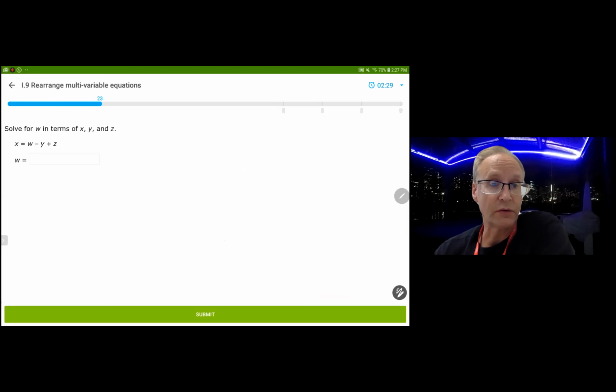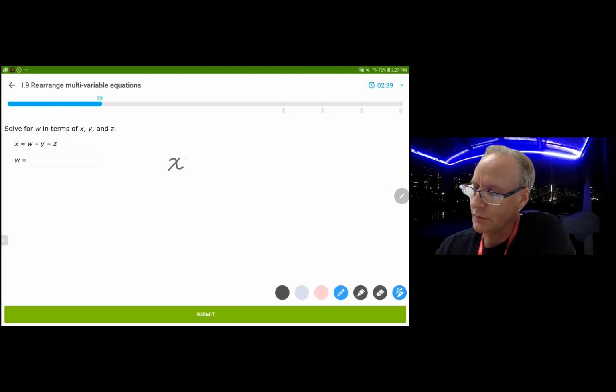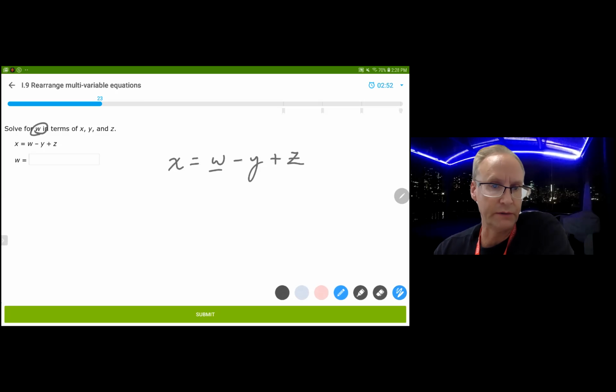This one moves along pretty quickly, but I'm going to show you a little problem that you might run into. We're going to solve for W. So we're going to get the W by itself. We've got X equals W minus Y plus Z. And I want to solve for W. Sometimes in some textbooks and in some places, they'll underline the variable of interest. So I want to get W by itself, so I'm going to have to add Y to both sides. And I'm also going to have to subtract Z from both sides.